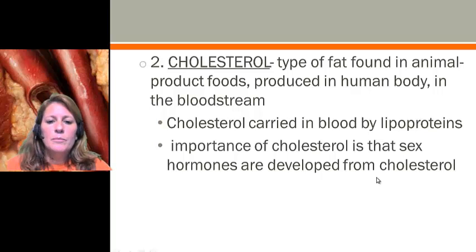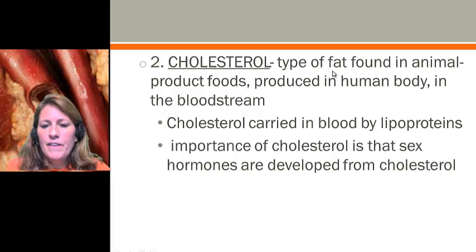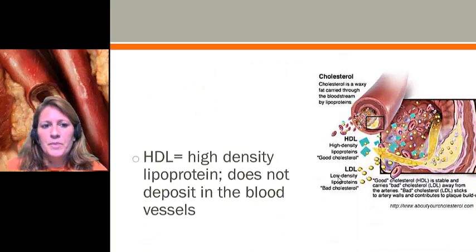Okay, another important type of lipid is cholesterol, and that's a type of fat that we find in animals. It's produced in our bodies in the bloodstream. And so we'll look at something called lipoproteins. Cholesterol is carried in the blood by these special proteins. And cholesterol is really important, especially when you're going through puberty, because it's the development of the sex hormones. So it helps you to start and continue through puberty.